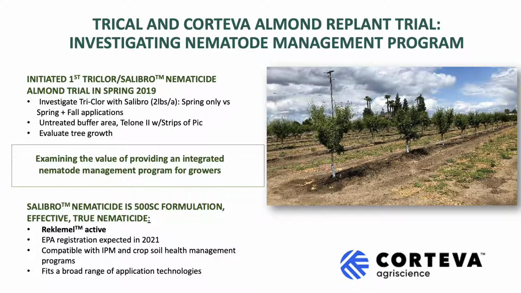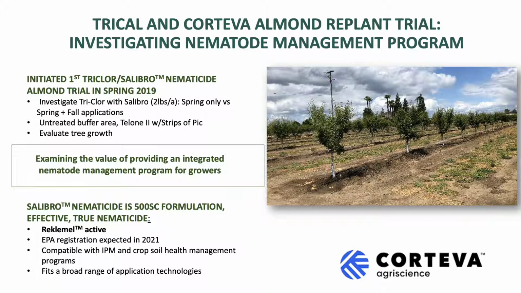In spring 2019, we initiated our first multi-year field trial. We have installed it to examine the performance of chloropicrin alone and in combination with Telone to determine the nematicidal efficacy on key plant parasitic nematodes that are known to cause damage on perennials such as almonds. Within this trial, we have built a collaboration with CORTEVA to investigate an integrated nematode management program for growers by examining a new contact nematicide called Celebro.